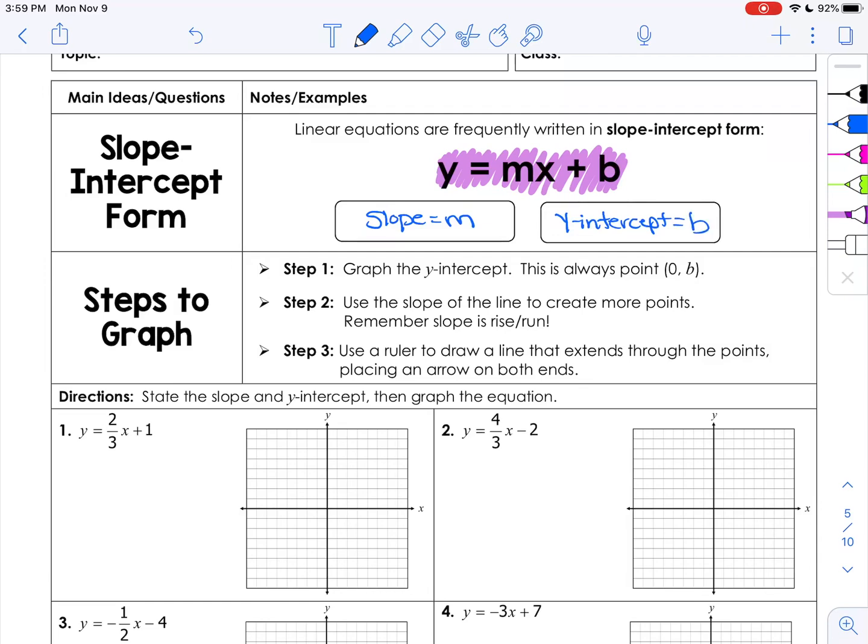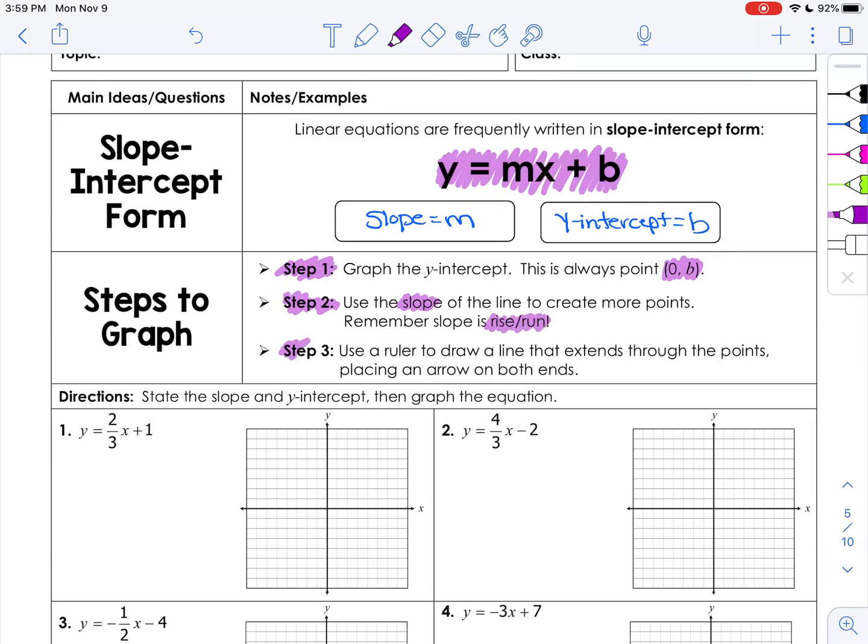In order to graph it when it's in this form, the first thing you want to do is to graph your y-intercept. That is always going to be a point written 0 and then whatever your b value is, whatever your constant is. Step 2, you're going to then use the slope, which remember is m, to create more points. And we do that by doing rise over run.